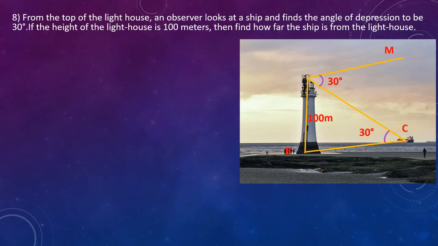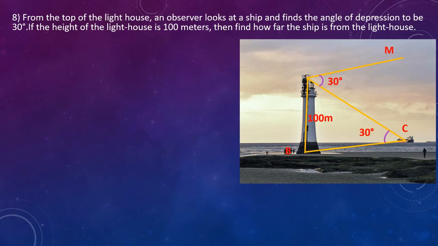Eighth question from problem set. The question says, from the top of the lighthouse, an observer looks at the ship and finds the angle of depression to be 30 degrees. If the height of the lighthouse is 100 meters, then find how far the ship is from the lighthouse.